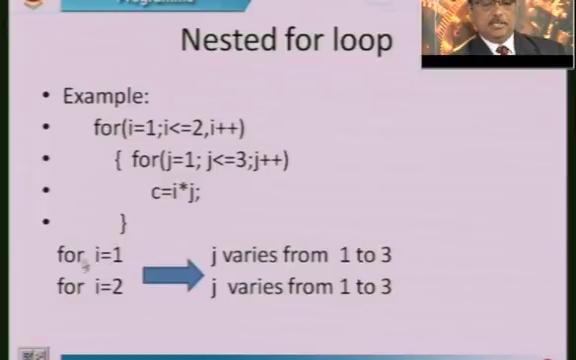So, this is the meaning. For each value of i equal to 1, j varies from 1 to 3. When i becomes 2, once again j varies from 1 to 3. So j is reinitialized and executes 3 times.